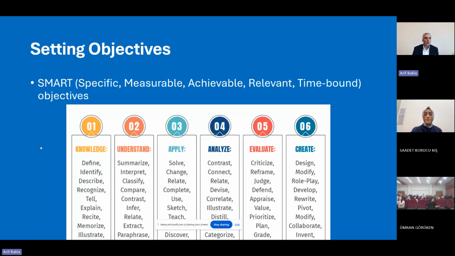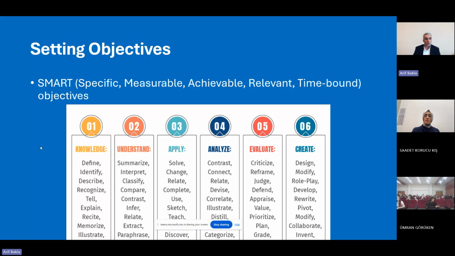And usually, SMART objectives are recommended. SMART: specific, measurable, achievable, relevant, and time-bound. I think these are all self-defining. Specific, it should be specific. For example, if you say, understand the topic, this is not an objective. I mean, to understand the topic, to understand this word.